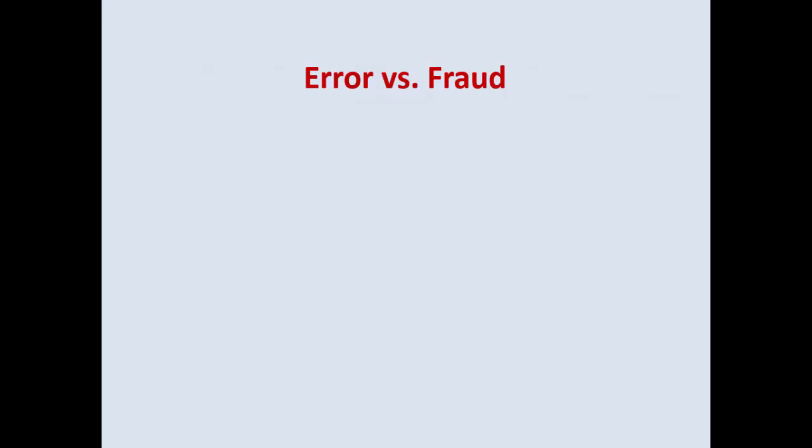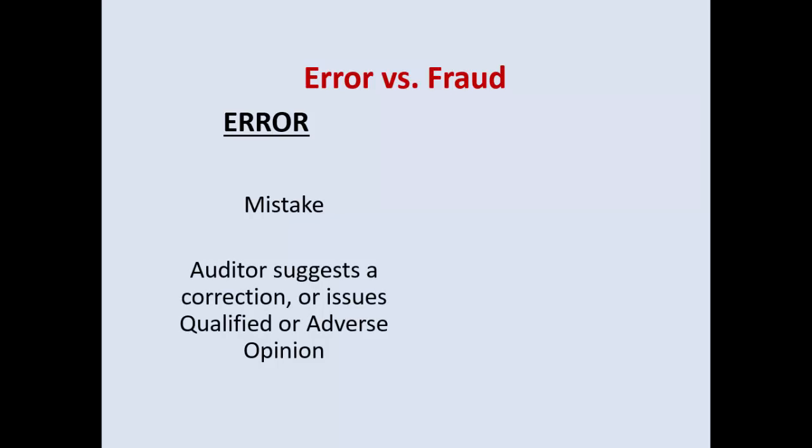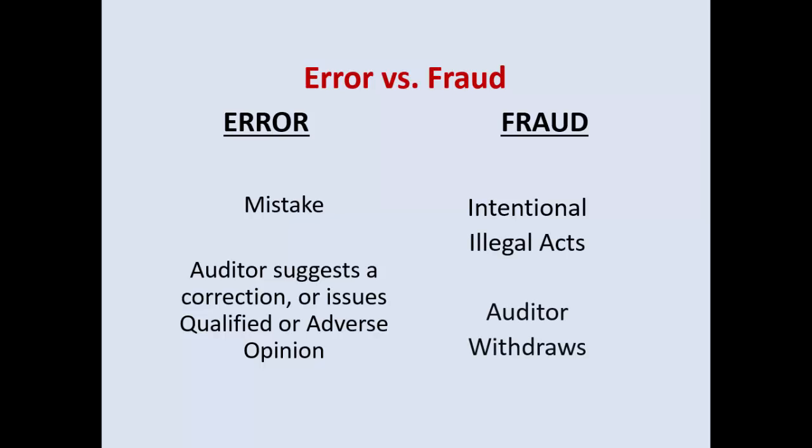Now we'll talk about error versus fraud. And error, that's just a mistake. We all make mistakes. Auditor will suggest a correction or issue a qualified or adverse opinion. Fraud, that is when we're talking about intentional, illegal acts. The auditor must withdraw. And that's the audit rule.